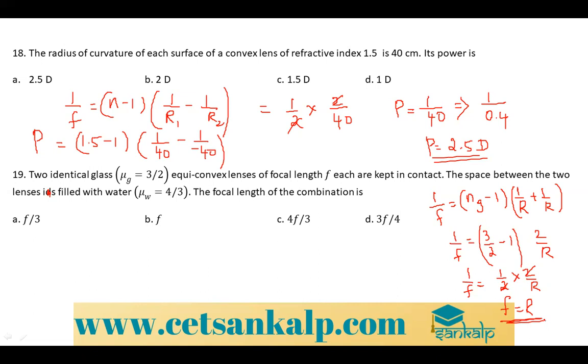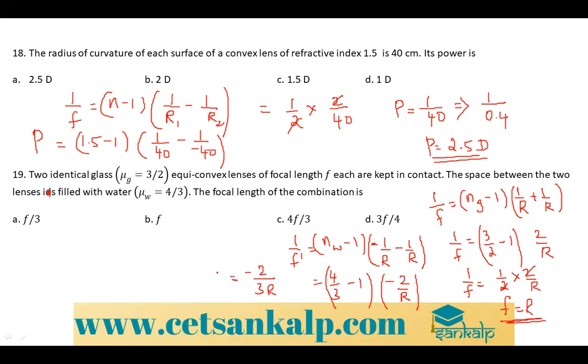So the other one, lens and one lens is focal length, and that one too, now it has been filled with water. When filled with water, you are going to take it as 1/f' is equal to (ng minus 1), okay? So minus 1/R minus 1/R. Is it? So this is (4/3 minus 1) into minus 2/R. So it is 1/3, so 2R/3R. That is 1/f.